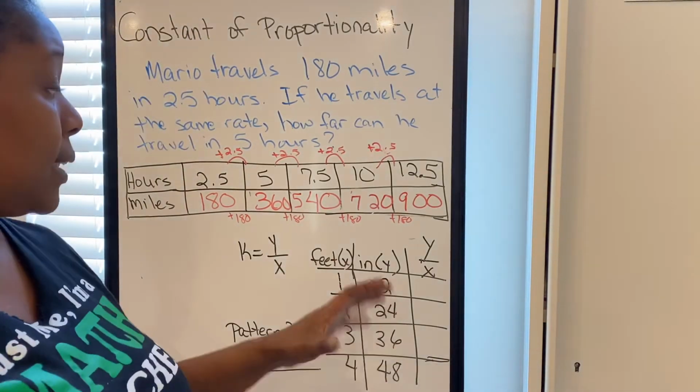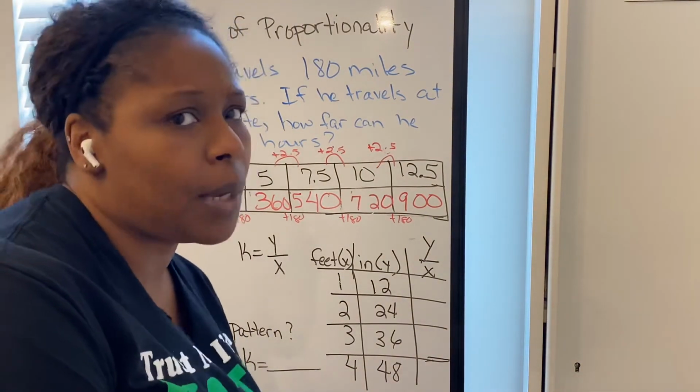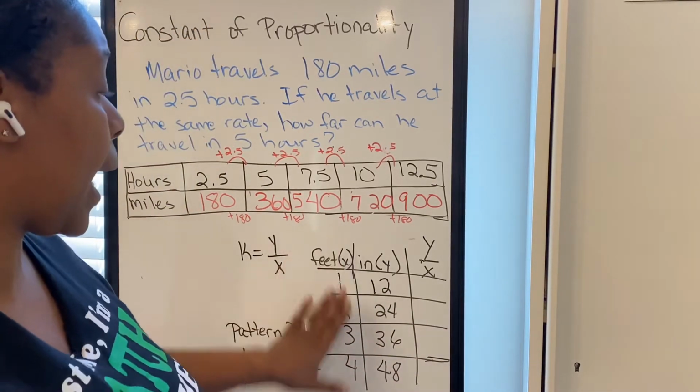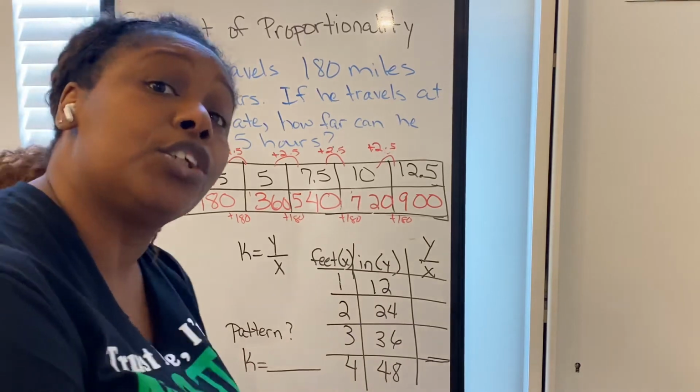So yes, it does sound kind of confusing because, well, Ms. T, you said that in the alphabet, X comes before Y, which means when I'm filling out my table, I have to do my X first and my Y second. You're correct.